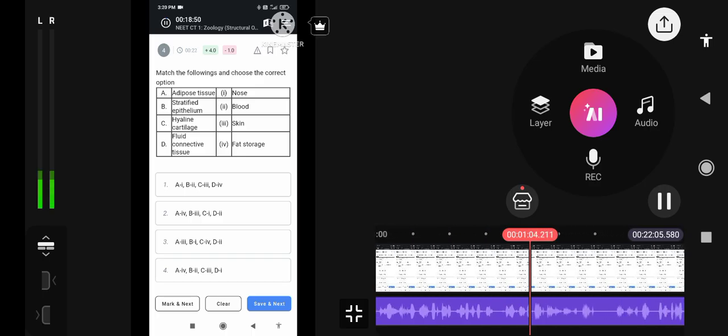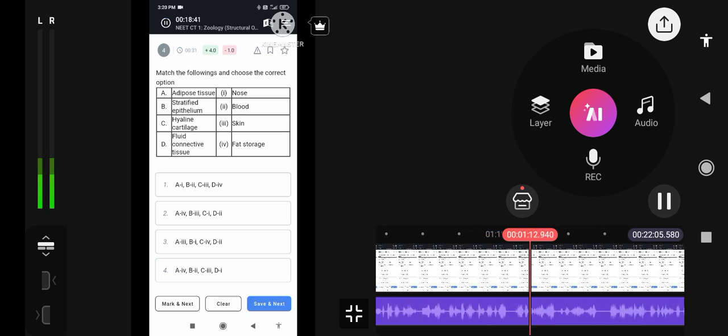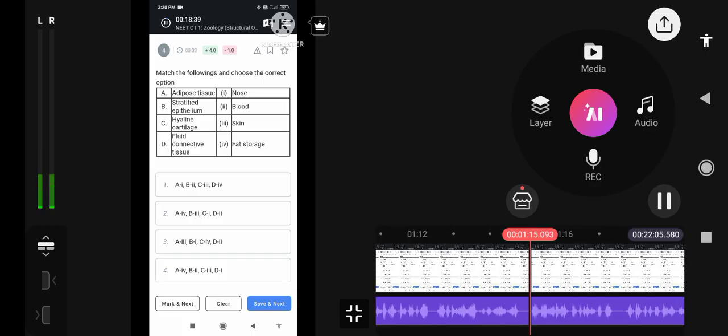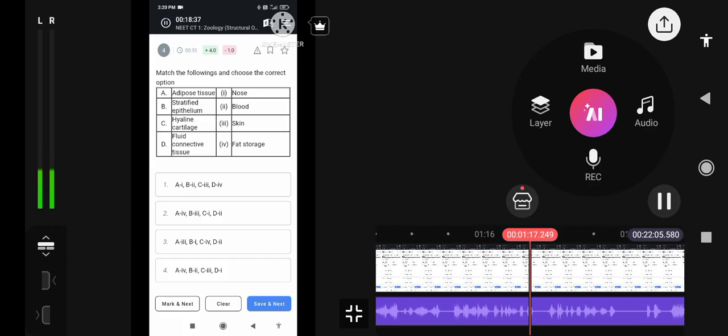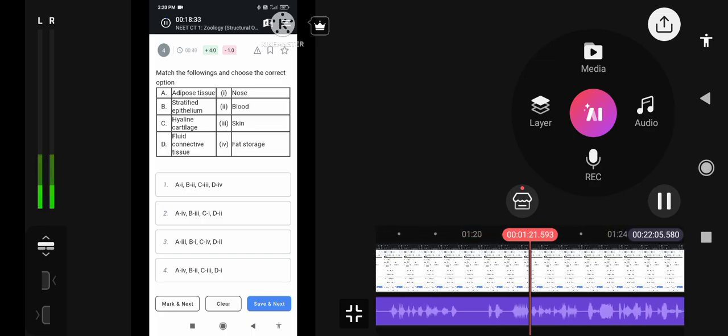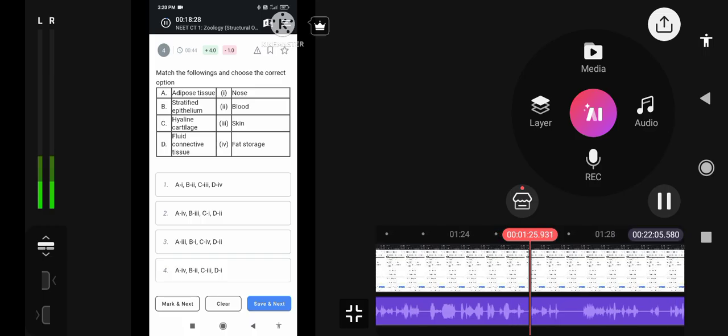B is going for third. That means second option is the correct answer. And C is 1. Hyaline cartilage is related with the nose. Yes, this is nose, and nose and ear are connected with hyaline cartilage. Fluid connective tissue, D is going for second. Fluid connective tissue, blood and lymph. Yes, so second is my correct option from this question.